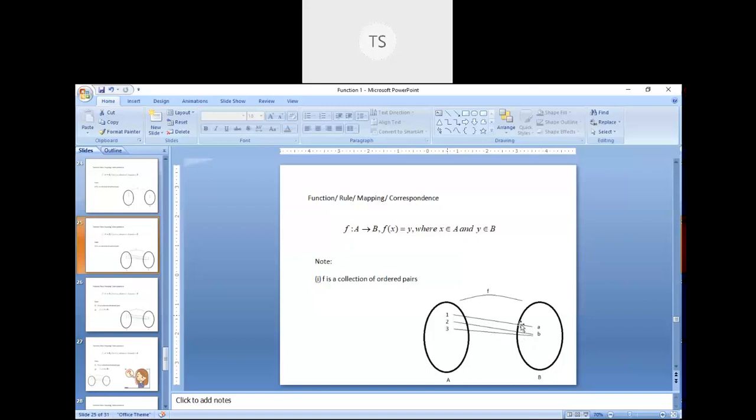So 1a, that means from 1 I am getting only one arrow mark. But if I draw another arrow mark from 1 to b, it will violate the condition. It is not unique. Is it correct? So that's why I have written only 1a.